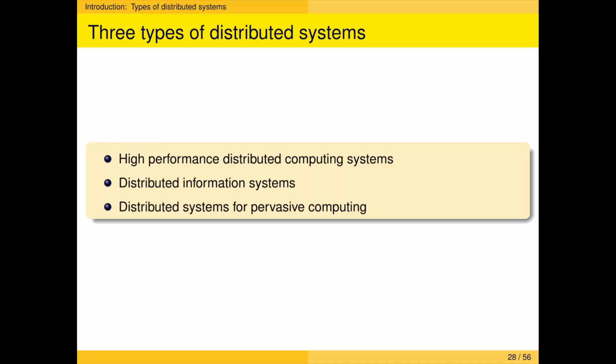Now let's have a look at the types of distributed systems. According to your textbook, there are three different types of distributed systems: high performance distributed computing systems, distributed information systems, and distributed systems for pervasive computing.